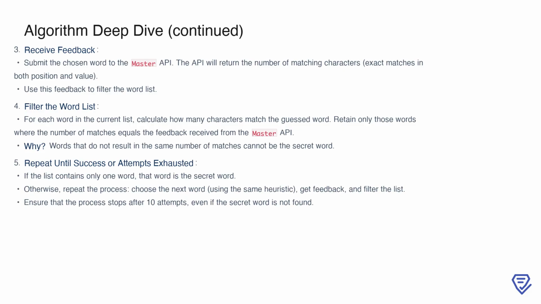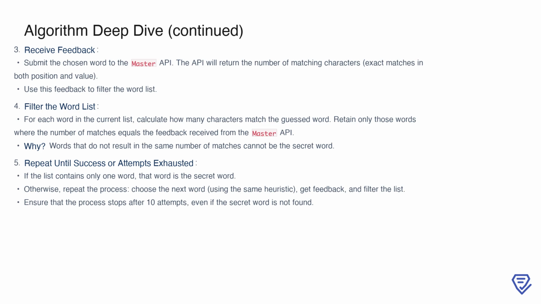The process is repeated until either the secret word is identified or the maximum of 10 attempts is reached. If the word list contains only one word at any point, that word must be the secret word, and we can stop early. This iterative process, combined with the heuristic for selecting guesses, ensures that we work efficiently within the constraint of 10 attempts.